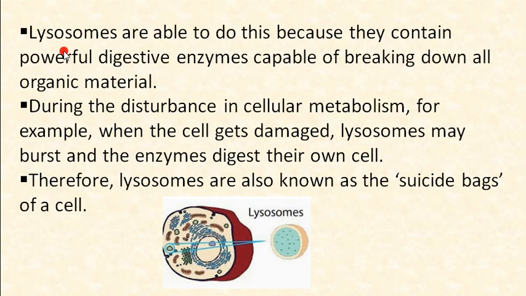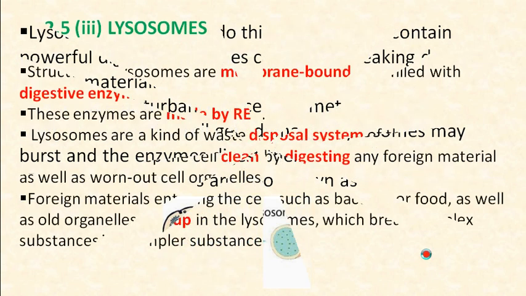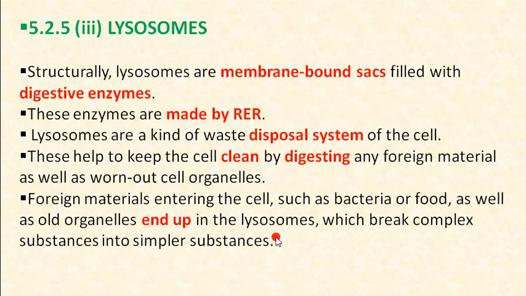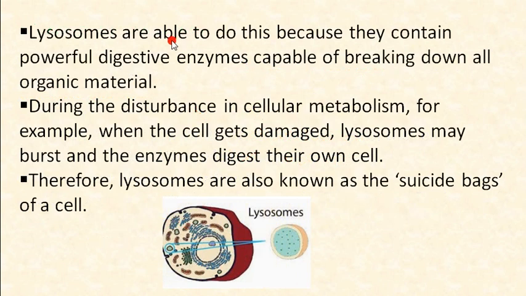Okay, so lysosomes are able to do this because they contain powerful digestive enzymes. This is the role of lysosome, to break down complex substances. But why? Because powerful digestive enzymes are there, capable of breaking down all organic material. Organic material means material which has carbon.